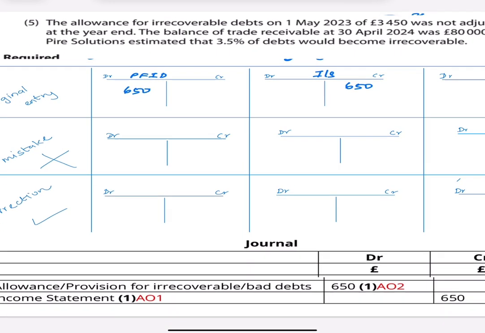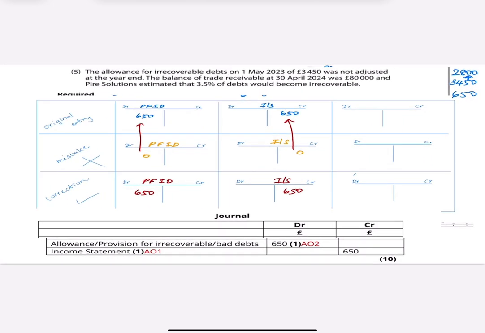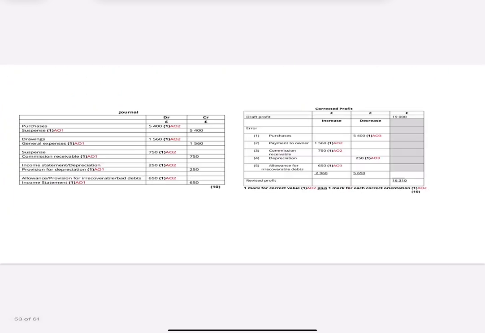The error that they have made is they haven't entered this in the books. So we're going to correct the error. We have to bring it back to the original entry. So in order to do this, provision for irrecoverable debt debit or allowance for irrecoverable debt debit 650, and credit income statement by 650. Okay, for the double entry, provision for irrecoverable debt debit, and then income statement credit by 650. Now we have finalized the journal entries.